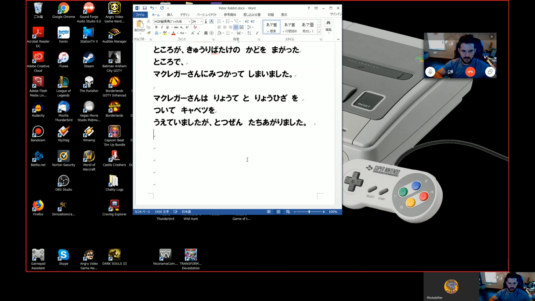McGregor-san wa ryote to ryo hiza o tsuite, kyabetsu o uete imashita ga, totsuzen tachi agarimashita. Yes. Uete imashita. What's uete again? Plant. Uete, to plant. It was planting cabbage. Totsuzen. Suddenly. Tachi agarimashita. He stood up suddenly. Yeah. Tachi agaru is to stand up. Wakarimashita.